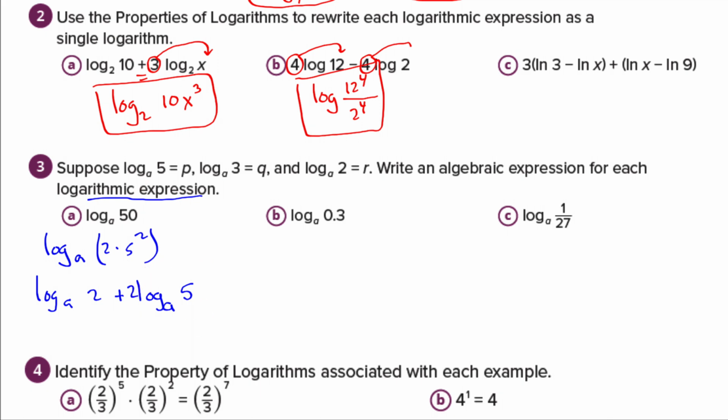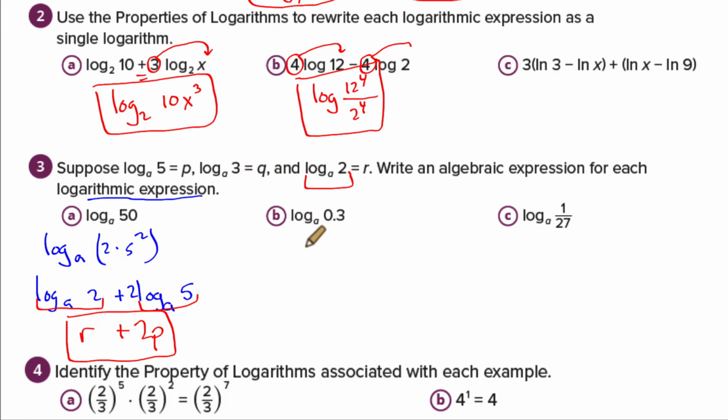Now look, use a different color. Log base a of 2. What's that equal to? They told us right here. Log base a of 2 equals r. So that's r plus 2 times, what's log base a of 5? They told us that's equal to p. So this one becomes r plus 2p. That's all they want you to do. So let's look at b.